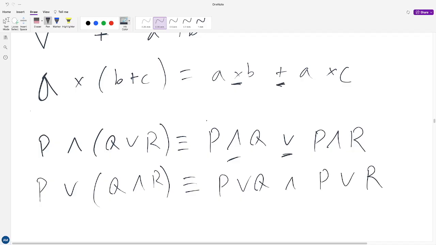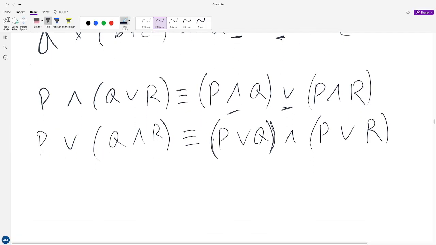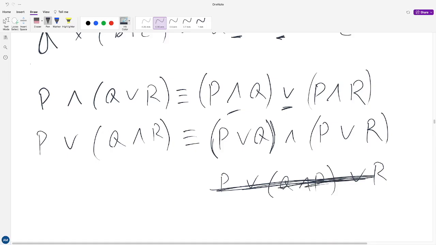And I'll even draw the parentheses here to make it more clear. In the first case, you don't have to draw the parentheses. In this case, you have to draw the parentheses because remember that the and takes precedence. So without the parentheses, this statement would become P or Q and P or R, which is not the same thing. So we need to draw the parentheses in the second statement right here, or second equivalence.